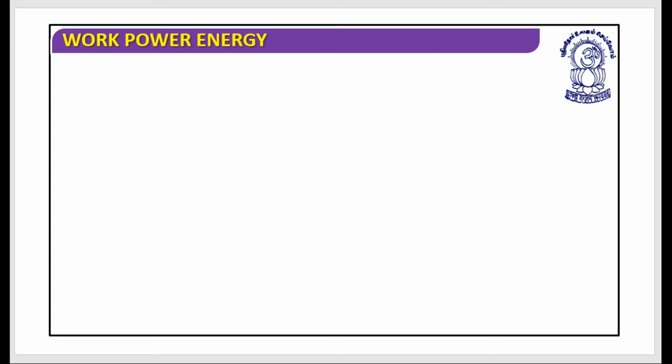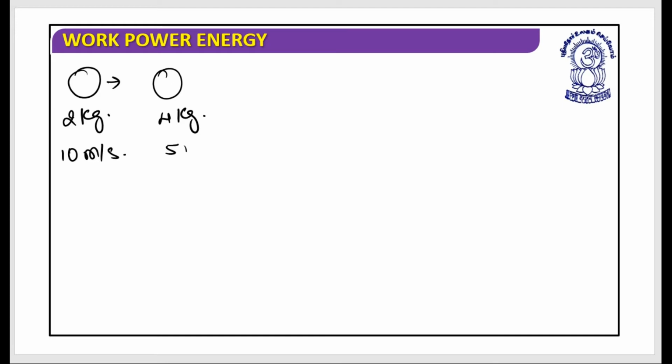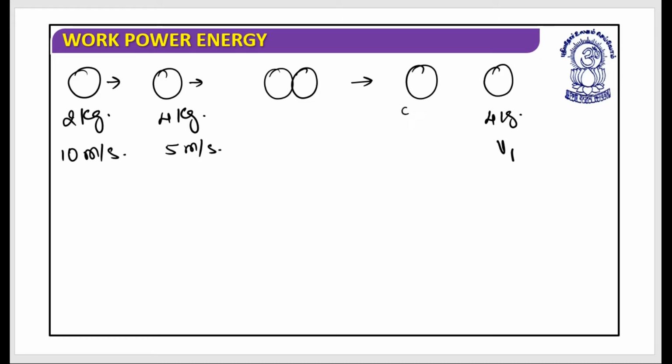So the situation would be that this is the first object, this is the second object. This object has a mass of 2 kg and is moving with 10 meter per second in this direction. This object has a mass of 4 kg and is moving with a speed of 5 meter per second in this direction. They are going to collide over here, and after collision this 4 kg is moving with certain velocity v1, this 2 kg is moving with certain velocity v2.